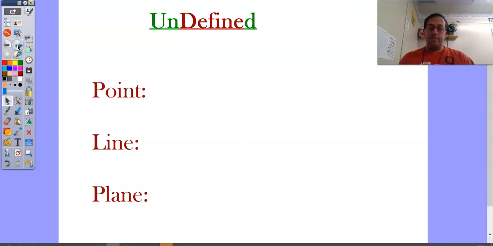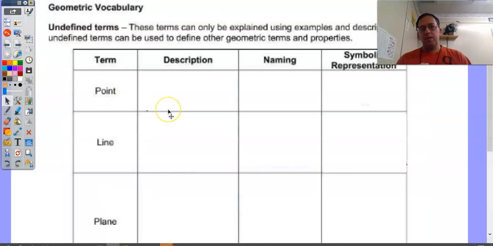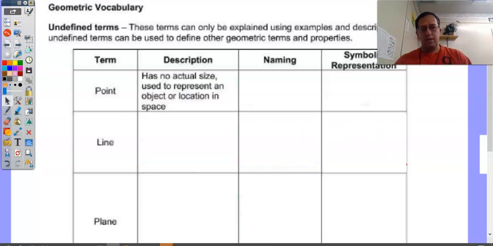A point. Let's talk about this. We're going to describe a point. We can't really define it, but we can describe it. A point is something that has no actual size. It represents an object or location in space. There's no actual size to a point. You can't measure it. There's no length, no width, no depth, nothing.